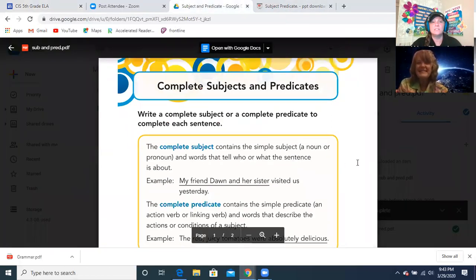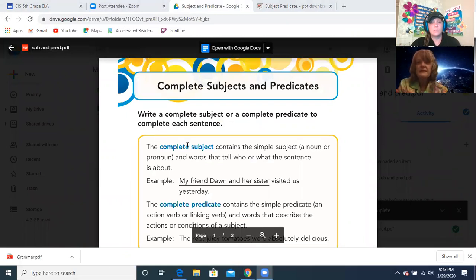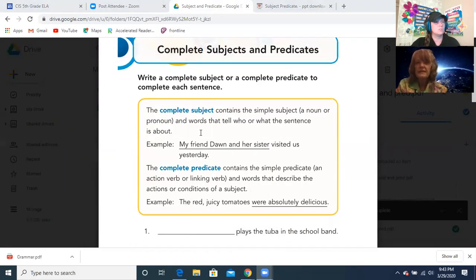So this is going to be the homework that you do. We're going to do a few with you, but this is what you'll do on your own. It says write the complete subject and the complete predicate to complete each sentence. As you can see, the example has the complete subject, which contains a simple subject, which is a noun or a pronoun, and words that tell who or what the sentence is about.